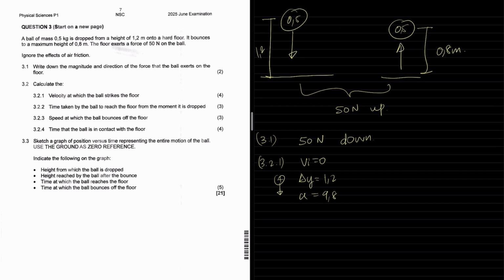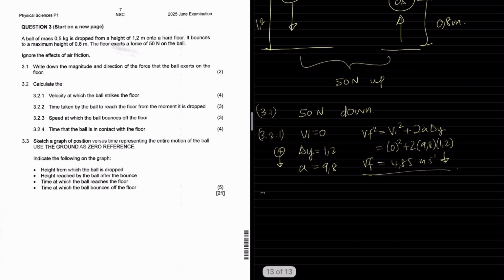Now I can calculate Vf. So Vf squared is equal to Vi squared plus 2a delta y. We'll substitute in here. So 0 squared plus 2 into 9,8 times 1,2. Now don't forget to square root at the end. So Vf is going to equal 4,85 meters per second downward.